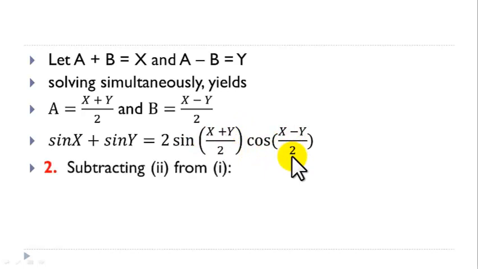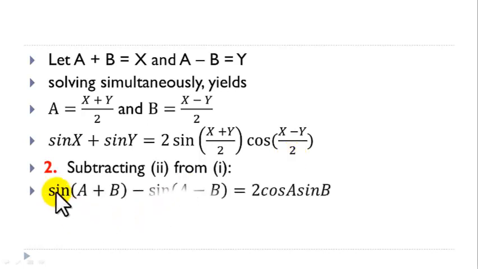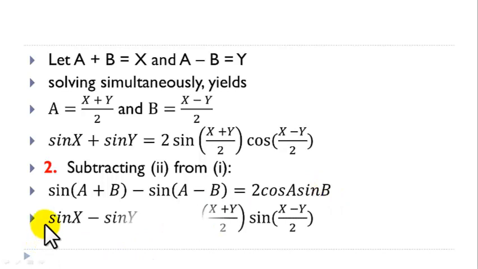For number 2, we subtract equation 2 from equation 1 to obtain sin(A plus B) minus sin(A minus B) equal to 2 cos A sin B. Putting A plus B equal to x, A minus B equal to y, A equal to (x plus y) over 2, and B equal to (x minus y) over 2, we obtain sin x minus sin y equal to 2 cos (x plus y) over 2 sin (x minus y) over 2.